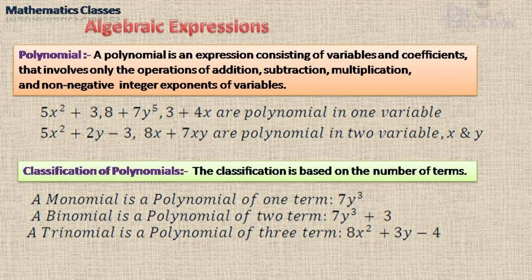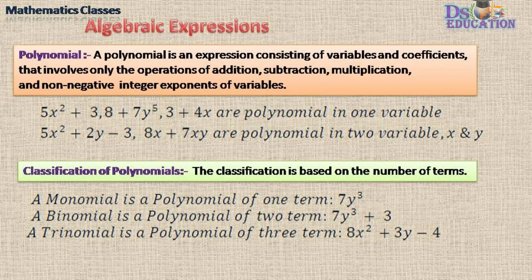Okay, now we talk about the polynomials. Okay, so what are polynomials? A polynomial is an expression consisting of variables and coefficients, a combination of variables and coefficients that involves only the operations of addition, subtraction, multiplication, and non-negative integer exponents of variables. What I'm saying is that any expression, if you go through the examples, 5x square plus 3, 8 plus 7y to the power 5, 3 plus 4x, these all are the examples of polynomials in one variable.